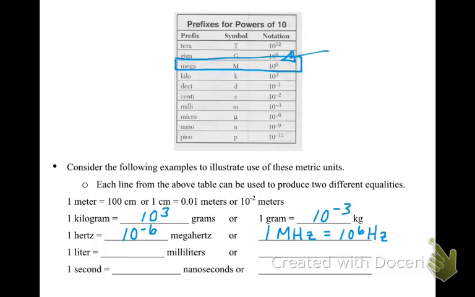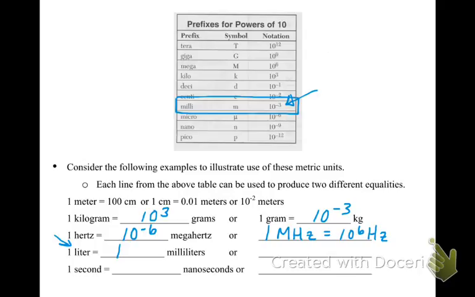Let's do the next one. If you're getting really comfortable with this, go right ahead and complete the next couple on your own. I will catch up with you. Okay, next one, we've got 1 liter equals how many milliliters? Again, we're starting with our base unit of liter. Since we're starting with our 1 in front of our base unit, we have to change the exponent. So it's 10 to the 3rd milliliters, or 1 milliliter equals 10 to the negative 3rd liters.